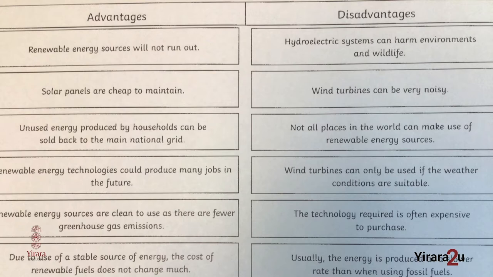Solar panels are cheap to maintain. Now they're cheap once you install them, but the actual installation cost is usually in the thousands. So they're expensive to buy, but once you have them, they're quite cheap to maintain. Unused energy produced by households can be stored in a battery or sold back to the grid. Renewable energy technologies could produce many jobs in the future.